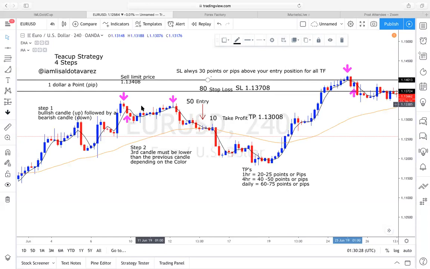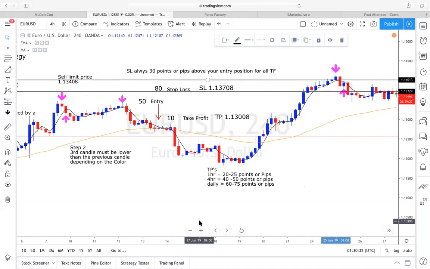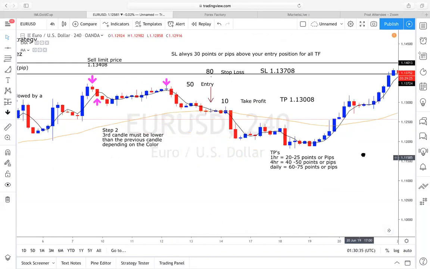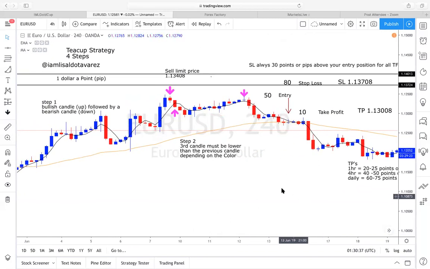So again, step number one, we're going to go back to step number one so we can get this established, because once you know these first two steps, everything else is going to be so easy. It's going to be like elementary here.